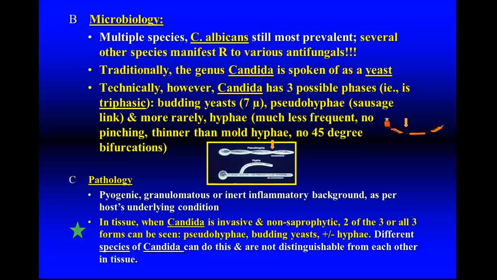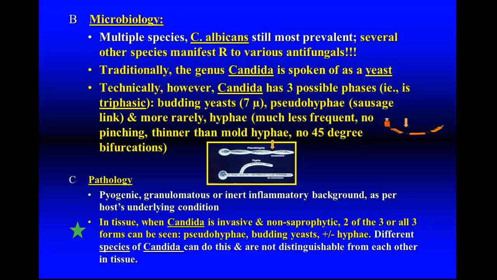When Candida, which can be normal flora in a tissue, is going beyond being normal flora, when it's invasive or just non-saprophytic, we will usually see two of the three phases or all three. You'll see your pseudohyphae and your budding yeast plus or minus hyphae. If all we see is just yeasts, we usually think that's a passerby. Okay? It's piggybacking on whatever is there.